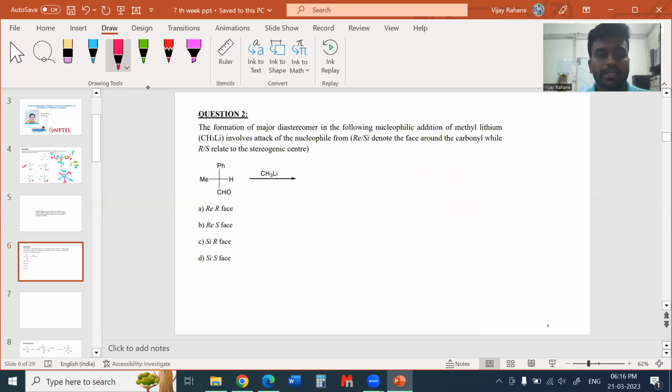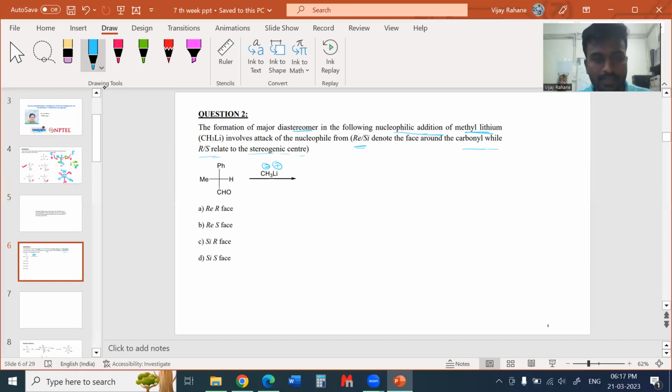We'll take the next question. In the next question, they have given the formation of major diastereomer in the following nucleophilic addition of methyl lithium, CH3 minus Li plus, which is the polarization of methyl lithium. It involves the attack of the nucleophile from the Re or Si face, which denotes the face around the carbonyl, while R and S relate to the stereogenic centers. In this structure, we first need to convert it into the Newman projection formula, and then perform the nucleophilic addition reaction of this methyl lithium.